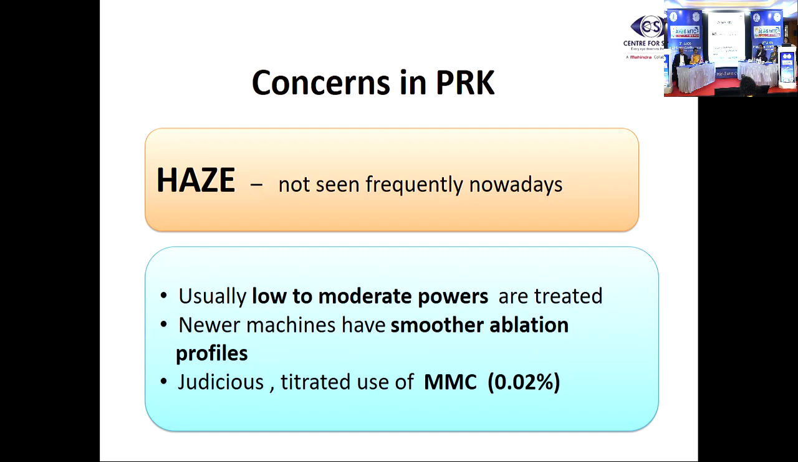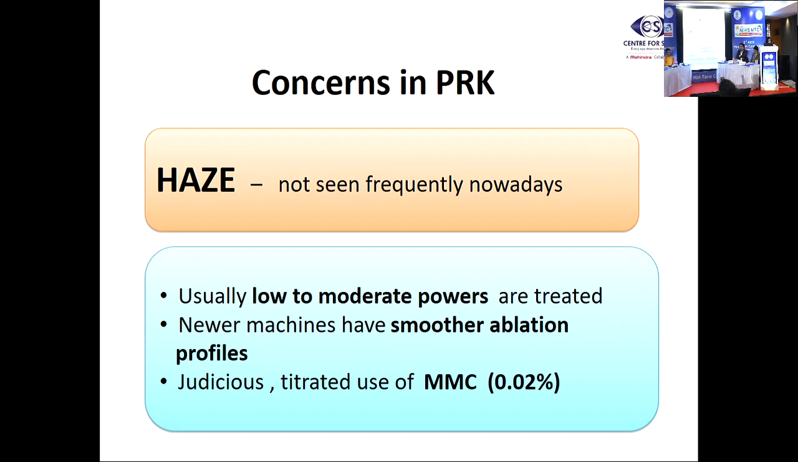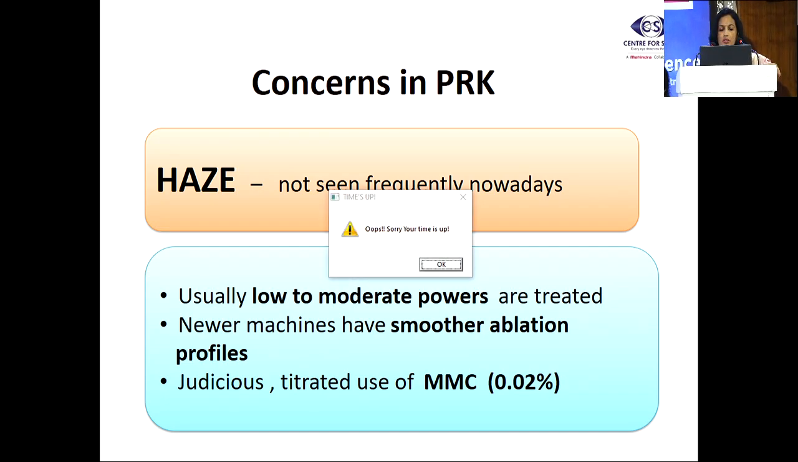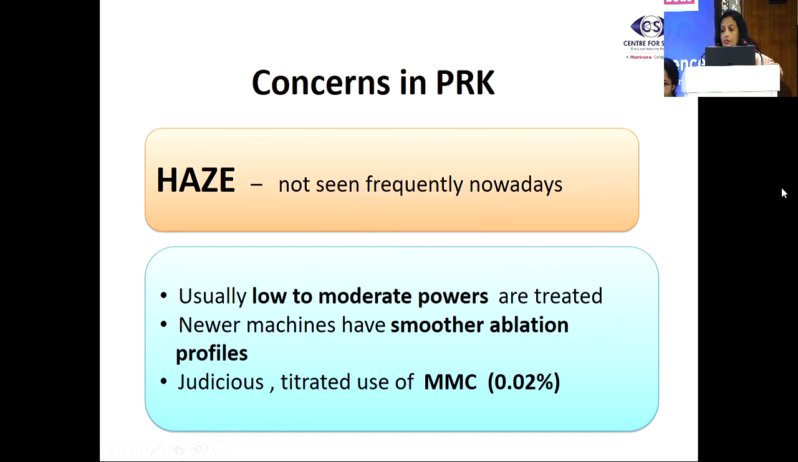So coming to the concerns, though both of them give excellent results, there are two concerns that we need to address. One is haze, which is not very frequent nowadays. What would that be because of? Usually only low to moderate powers are treated, though that's what I was mentioning, up to 10, though they say it's better to go for low to moderate powers. And the newer machines have smoother ablation profiles. And also we use mitomycin judiciously in a titrated dose.